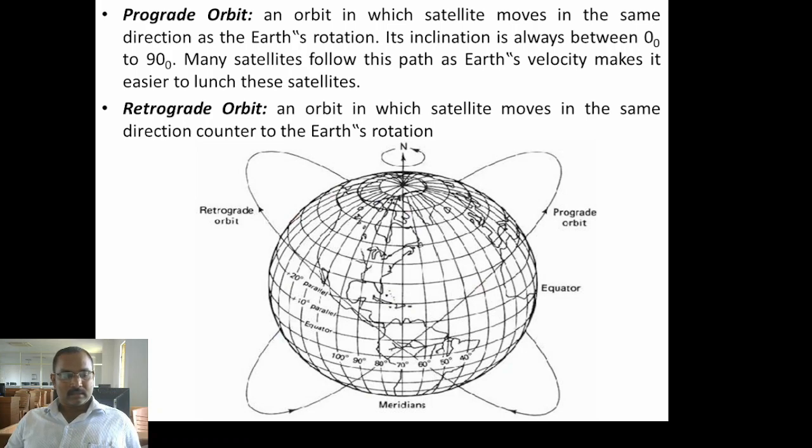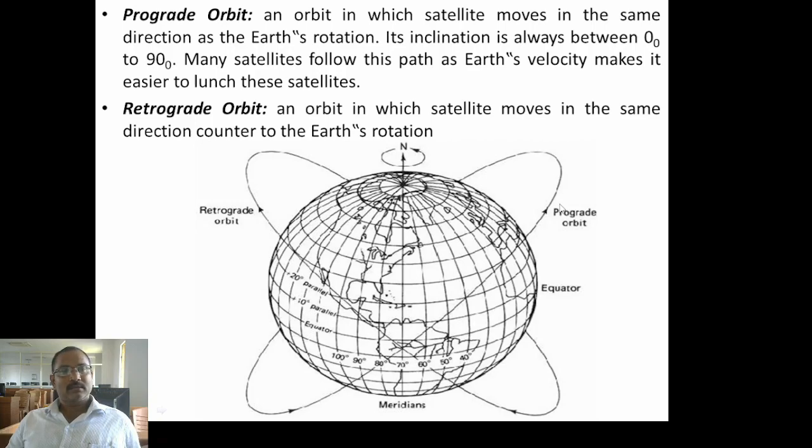Next is the prograde orbit. It is an orbit in which the satellite moves in the same direction as the Earth's rotation. The inclination is always between 0 and 90 degrees. Many satellites follow this path as the Earth's velocity makes it easy to launch them. That is the prograde orbit.